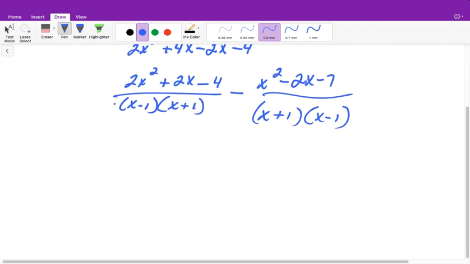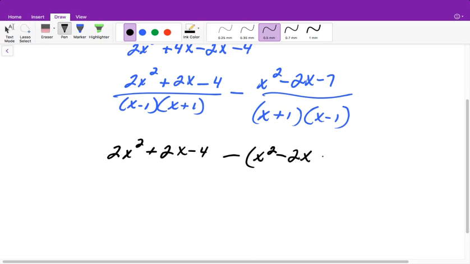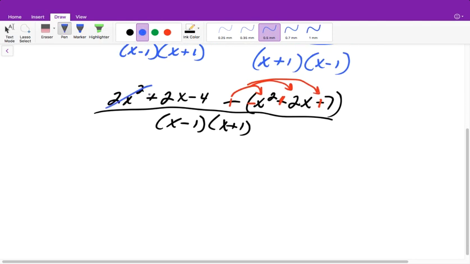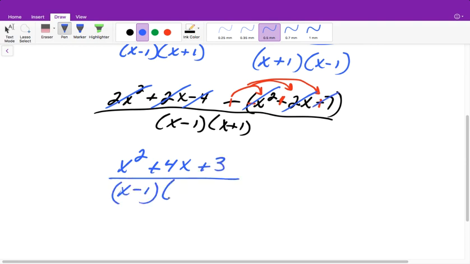So now we can write these on the same numerator. So it'll be 2x squared plus 2x minus 4 minus, and remember I always told you guys to write it like this, as it might be a little bit easier to make sure that you don't forget to distribute that negative to every single number. So now we need to distribute the negative sign. So this will then turn to a minus x squared, a positive 2x, and a positive 7. So when we add them, we will get 2x squared minus x squared gives me just a positive x squared. 2x plus 2x gives me plus 4x. Negative 4 plus 7 gives me plus 3, all over top of x minus 1 times x plus 1.